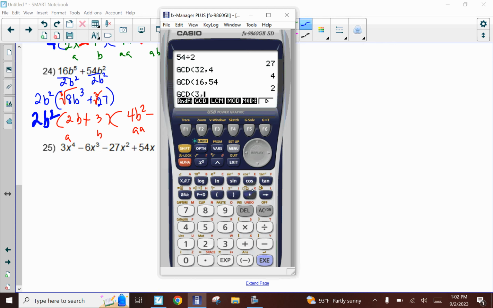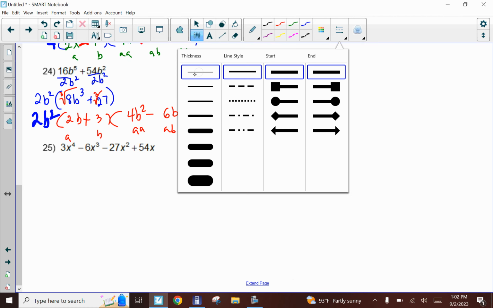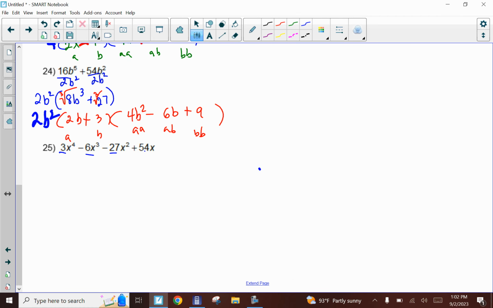3, 6, 27, 54. So it's a GCF of 3. So we're going to divide out a 3. But you'll notice they all have x's, so I'm going to take out the x as well. So 3x goes in front.